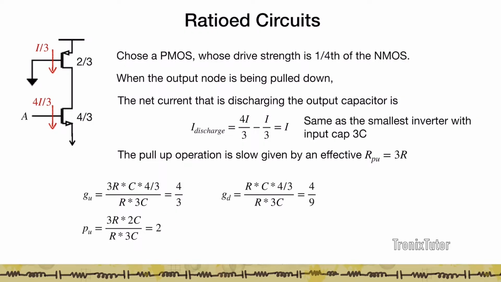If you look at the pull down, the pull down is basically R times C times 4/3 divided by 3RC, and this is 4/9, right, which is close to half.